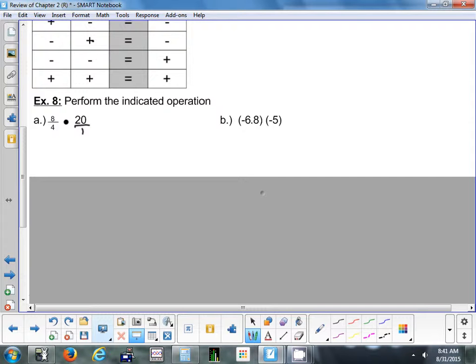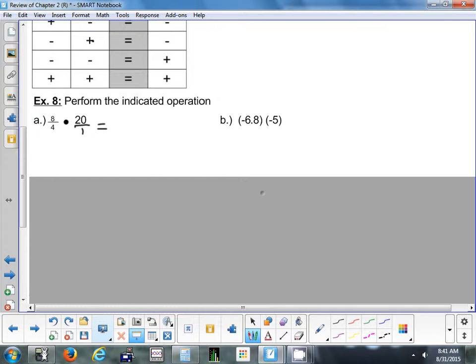Mr. Roy, which way do you want to do this? You want to reduce first or just multiply the way it is? You could do it either way. How many people just multiply the way it is? They just multiply the top, multiply the bottom, and then reduce at the end. A lot of people do it that way. Okay, let's do it that way. You're either going to reduce now or later.